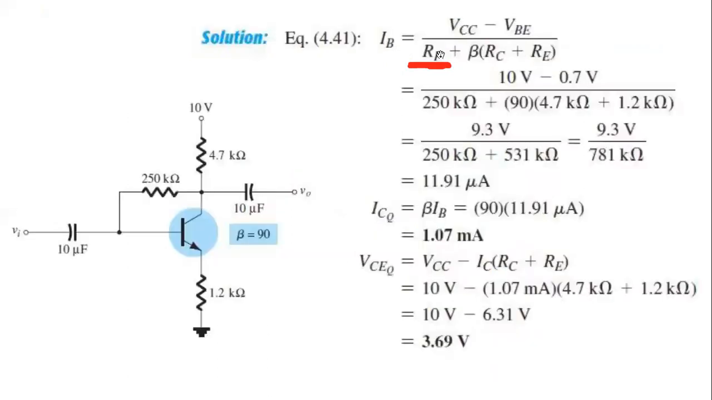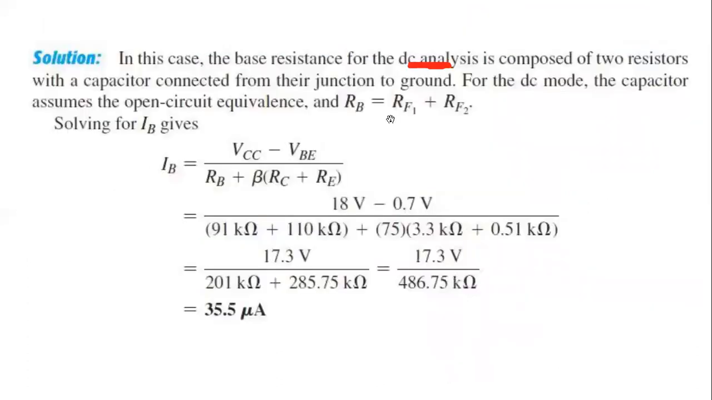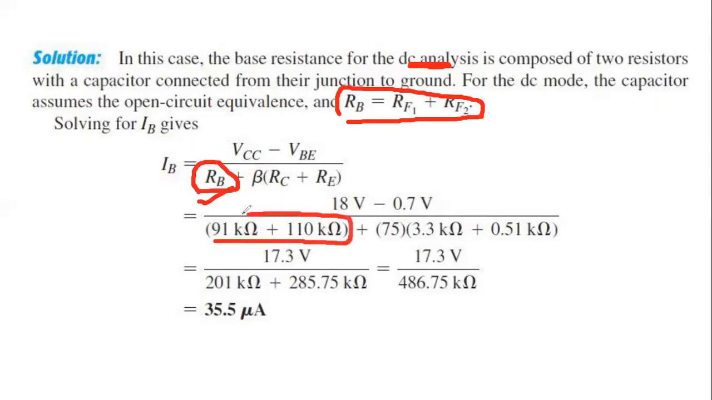What I'm trying to say is that here the place is RF, but in the next example, in the place of RF it will be RF1 plus RF2. That is the difference. It is also described here that instead of RF it will be RF1 plus RF2. So basically this was the RF, and here you see these are the two resistances.